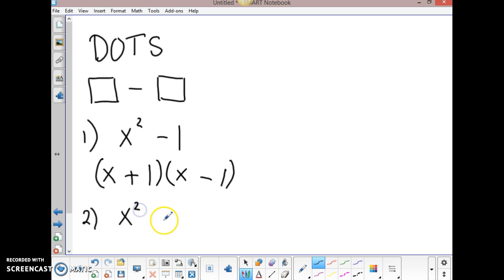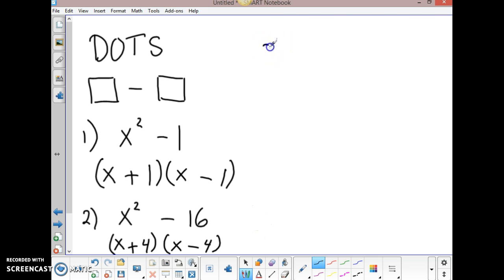So let's say you have x squared minus 16. Again, you have 2 terms. Each one is a perfect square and there is a minus in the middle. We can definitely use dots here. So we'll open 2 sets of parentheses. We'll break the x squared into an x and an x. And now the 16, it's 4 and a 4. And we put a plus and a minus. We have completely factored using dots. Again, you can check by foiling.